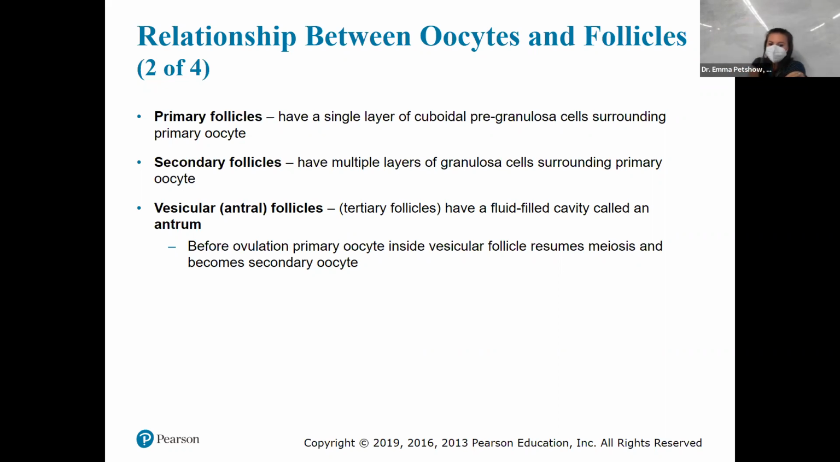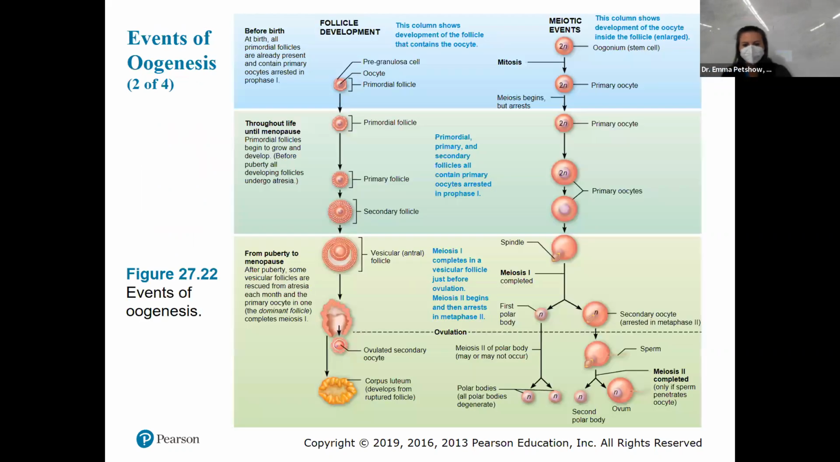And typically before ovulation, a primary oocyte inside the tertiary vesicular antral follicle will resume its meiosis and become a secondary oocyte. So what does that full structure look like? Once the secondary follicle becomes a vesicular antral follicle, then we'll see meiosis 1 will complete just before ovulation. Meiosis 2 will then start, but stop in metaphase 2 unless fertilization occurs.